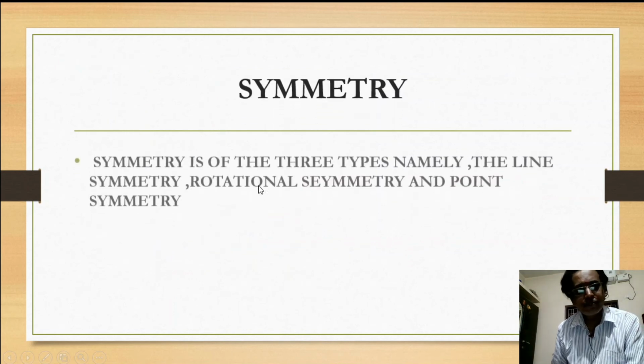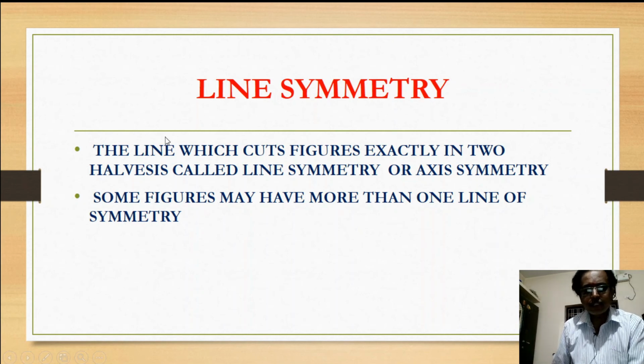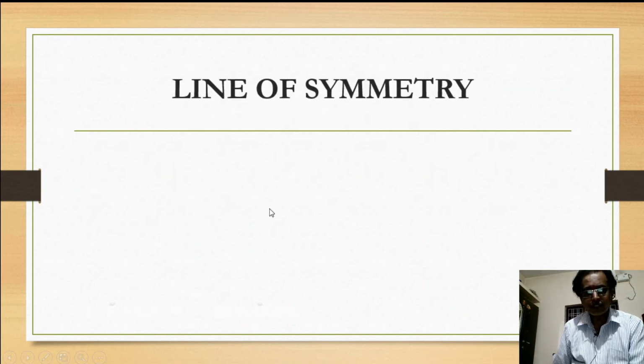Now symmetry, a most important topic. Symmetry is of three types, namely line symmetry, rotational symmetry, and point symmetry. So let us see line symmetry. What is meant by line symmetry? The line which cuts the figure exactly into two halves is called line symmetry or axis symmetry. Some figures may have more than one line of symmetry. Let us see an example, lines of symmetry.